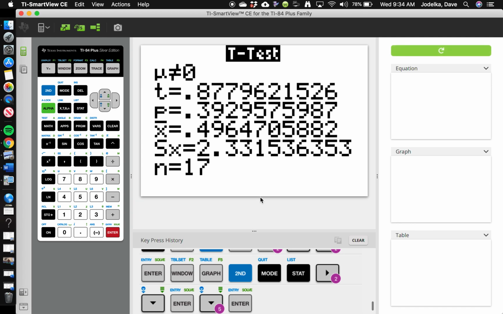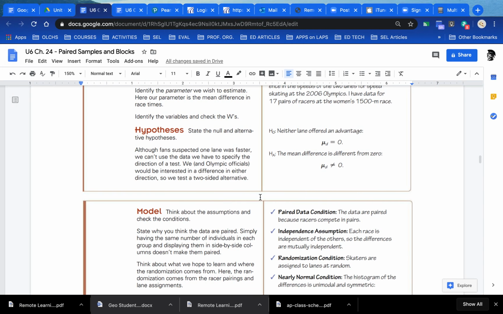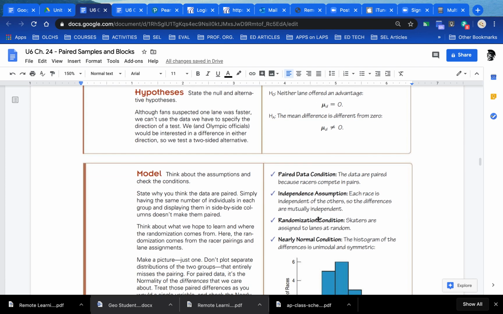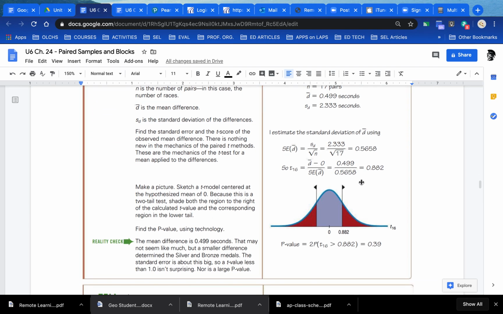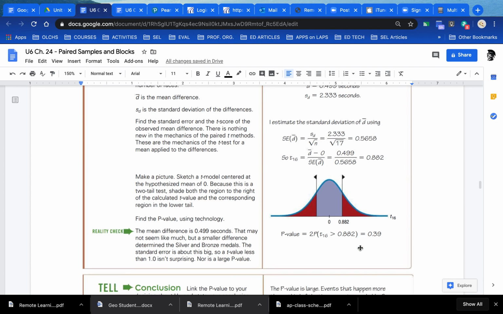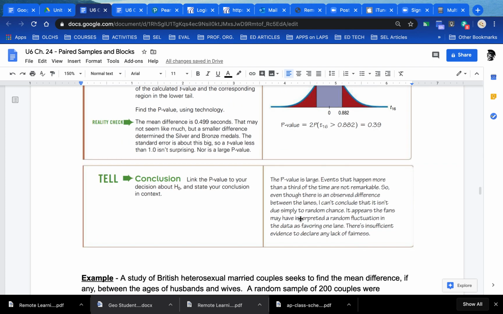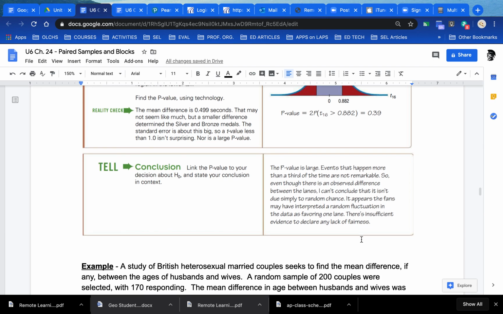You would say there's not conclusive evidence to suggest that the inner outer track makes a difference on those speed skaters' times. If you want to see that by hand written out, that's what you see here in the book, but you could just use the calculator. So they come to the same conclusion we did. We would fail to reject that null hypothesis.